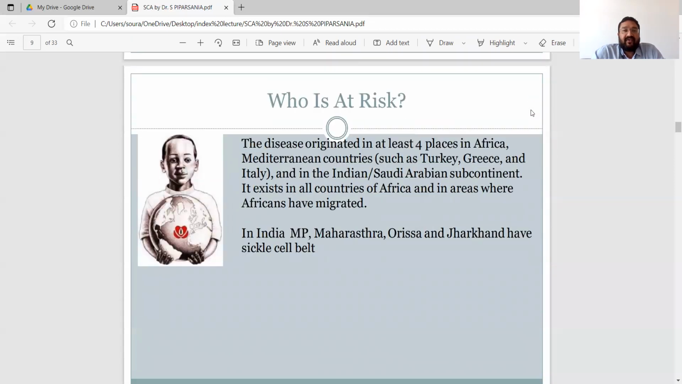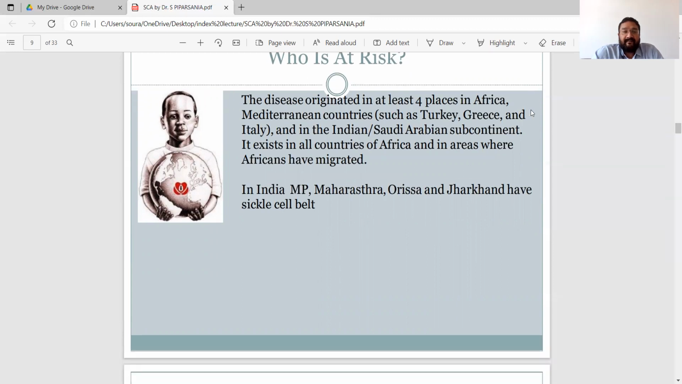Now, who is at risk of developing sickle cell disease? The disease originated in at least 4 places in Africa, Mediterranean countries such as Turkey, Greece, and Italy, and in the Indian and Saudi Arabian subcontinent. It exists in all countries of Africa and in areas where Africans have migrated. In India, MP, that is Madhya Pradesh, Maharashtra, Orissa, and Jharkhand have the sickle cell belt.